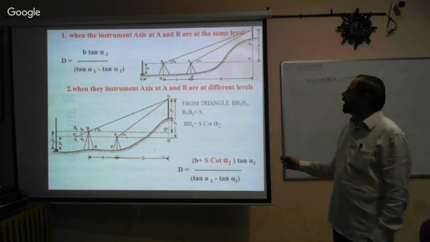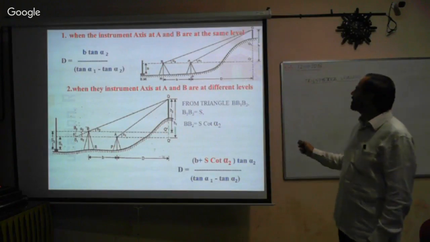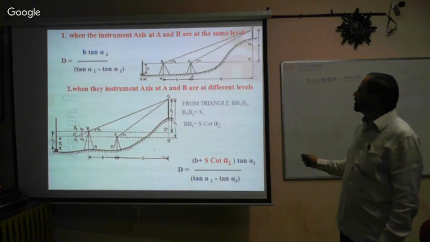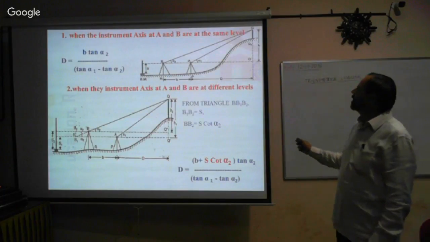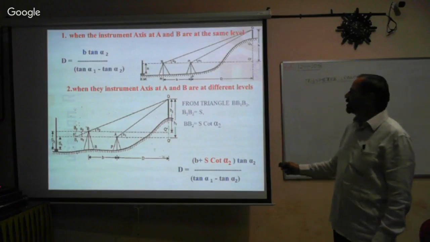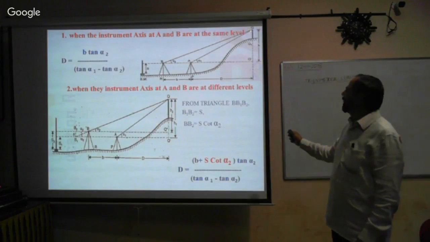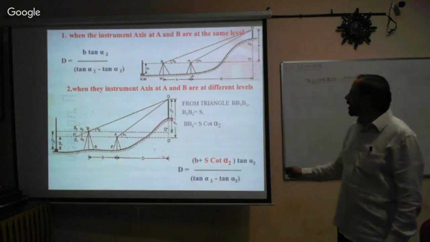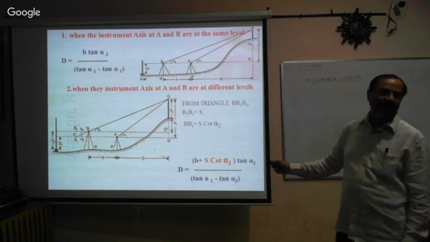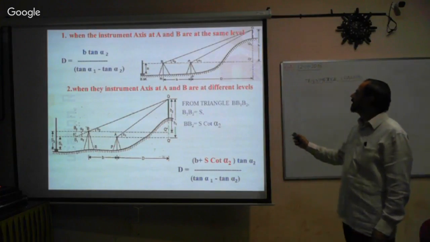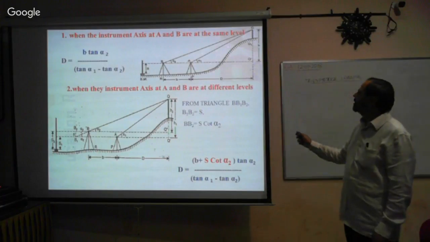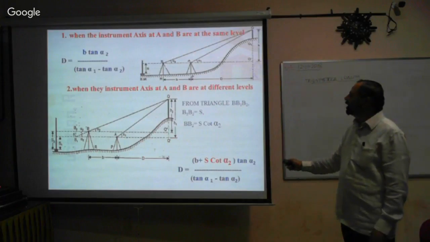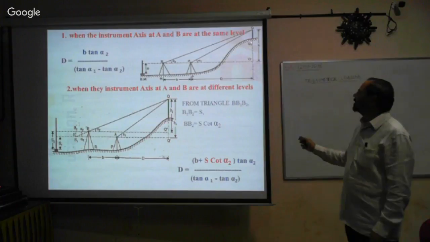Then we can calculate H. H can be calculated as D tan alpha 1, and H can be calculated from the second instrument station using this triangle. From this triangle, H is equal to D plus B tan alpha 2. Now H is the same when you consider the first triangle, that is Q, A and Q dash, and the second triangle, Q, B and Q dash. In both the triangles, H remains the same.